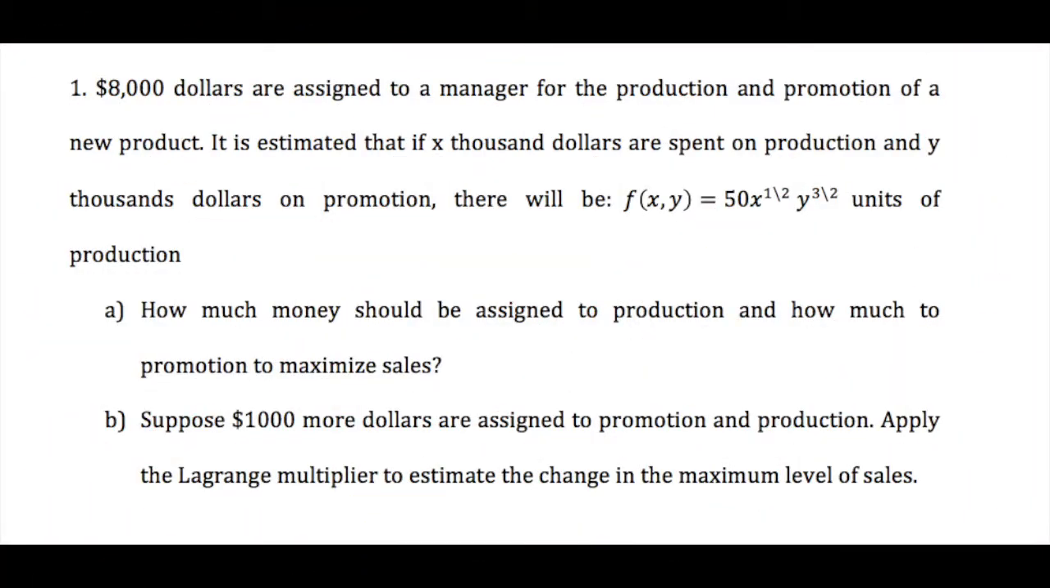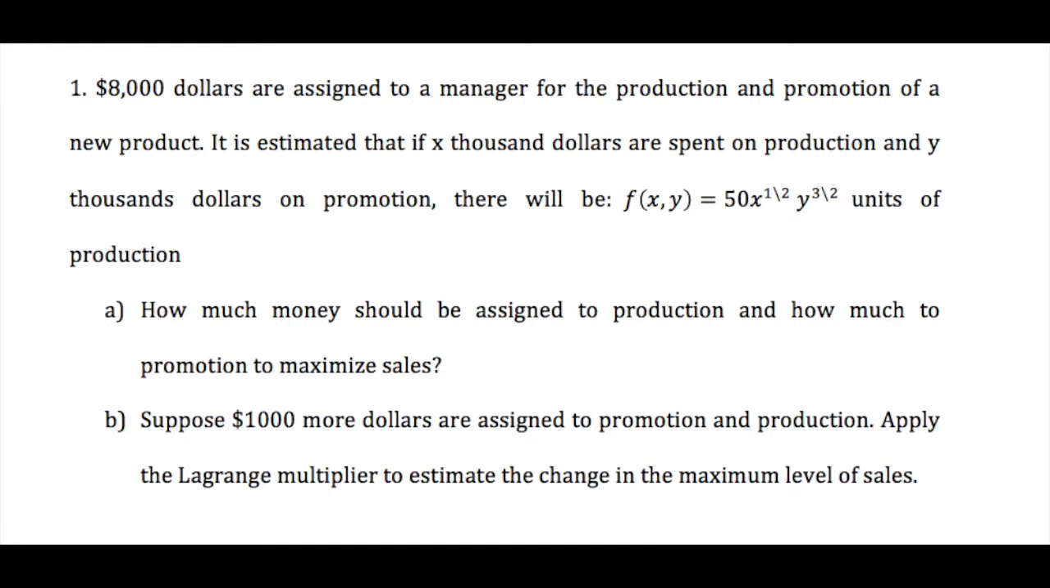$8,000 are assigned to a manager for the production and promotion of a new product. It is estimated that if X thousand dollars are spent on production and Y thousand dollars on promotion, there will be f(x, y) = 50 √x y^(3/2) units of production. How much money should be assigned to production and how much to promotion to maximize sales?